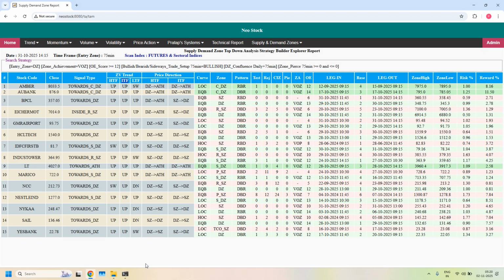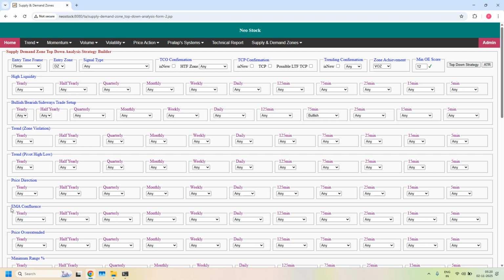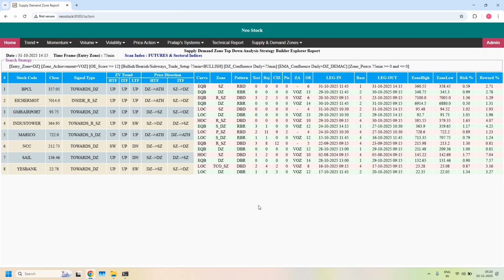Let's further filter based on the daily demand zone having daily EMA confluence. So 8 stocks are filtered. So these 8 75 minutes demand zones might have a higher probability of success, provided less than 20 checklist items are satisfied, otherwise higher chances of zone violation. So this is the first strategy report.